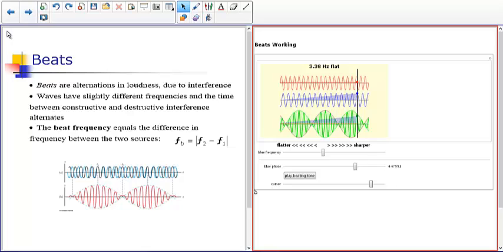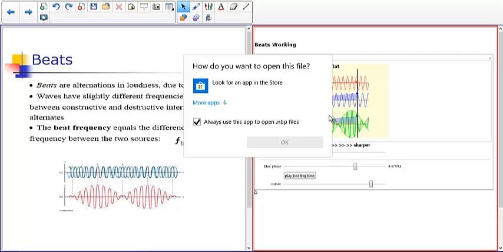I wonder if this, let me check this link out, see if it works or not. Oh, no.